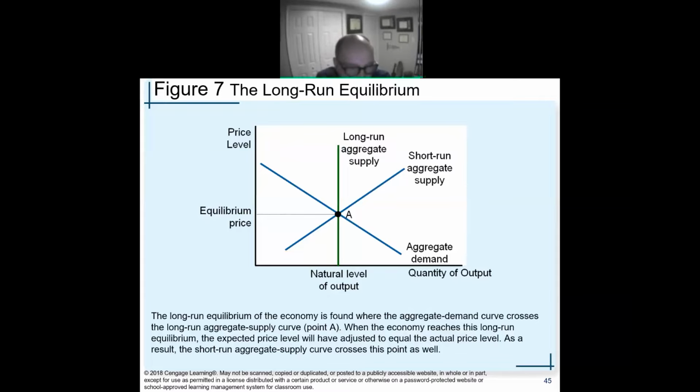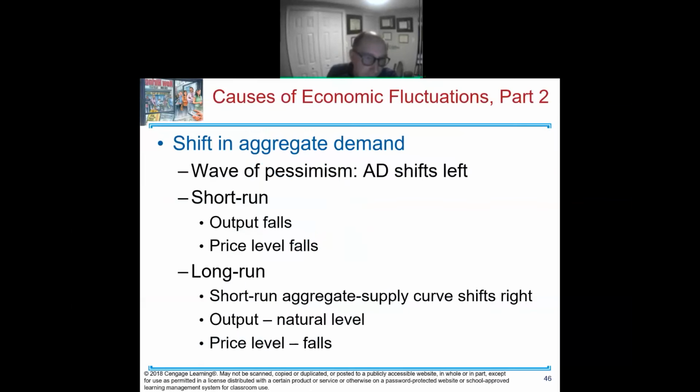Very similar to what we started this whole class off with when we started talking about supply and demand. When there's a shift in aggregate demand, and it's in the short run, and it's at a time of recession, output goes down, price levels go down. In the long run, if this happens, supply shifts to the right, output will be at its natural level and prices will come down.